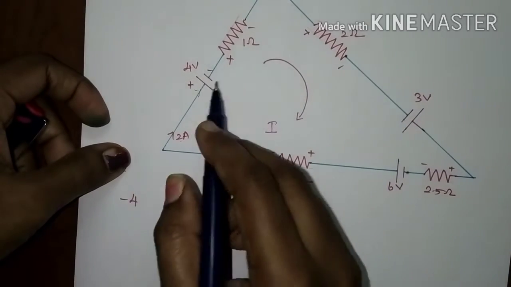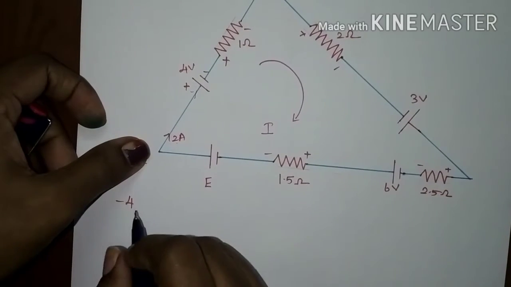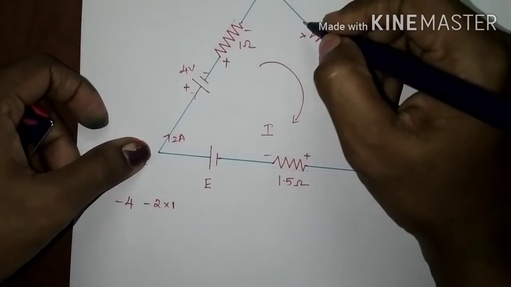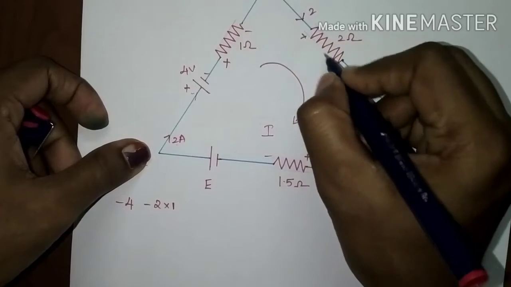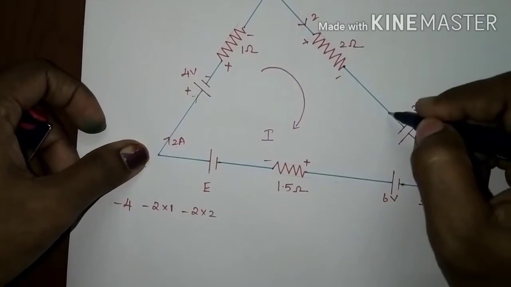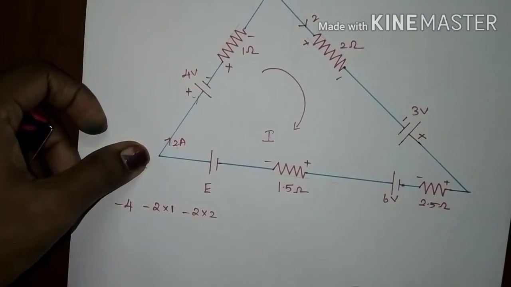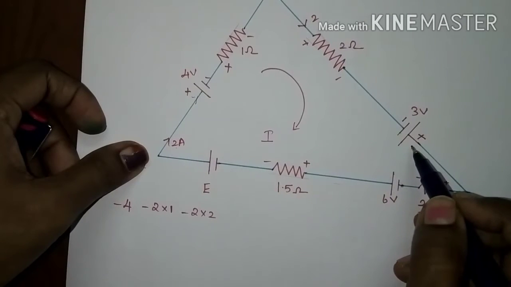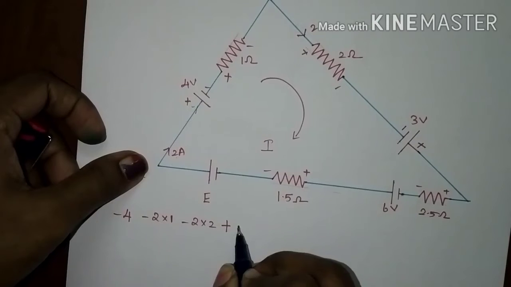Representing that as minus 4 volt, and the resistance will produce a drop of minus 2 into 1 ohm. Here the 2 ampere current is flowing and it will also produce a potential drop, minus 2 into 2 ohm. Here the current is entering negative and leaving positive, so it is a potential rise. So represent that as positive 3.